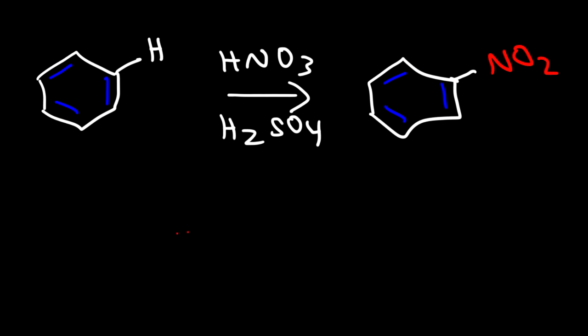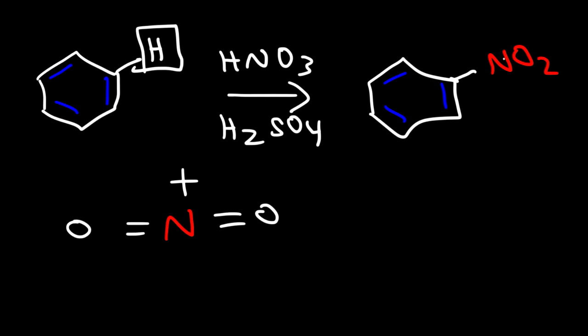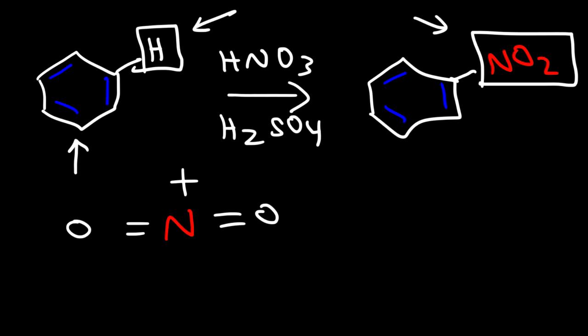The nitro group is an electrophile. It looks like carbon dioxide, but we have a nitrogen atom at the center with a positive charge. It has the same linear geometry as carbon dioxide. So notice that we replaced a hydrogen atom with an electrophile. And so this is a substitution reaction because we substituted this with NO2, but it's an electrophilic substitution reaction. And we're also dealing with an aromatic ring. So collectively, this is called an electrophilic aromatic substitution reaction.